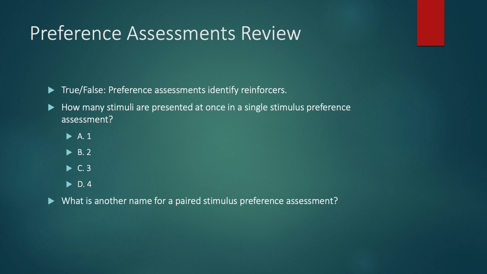Okay. How many stimuli are presented at once in a single stimulus preference assessment? Okay, the correct answer here is A, 1. And then the next question says, what is another name for a paired stimulus preference assessment? Okay, the correct answer here is forced choice.